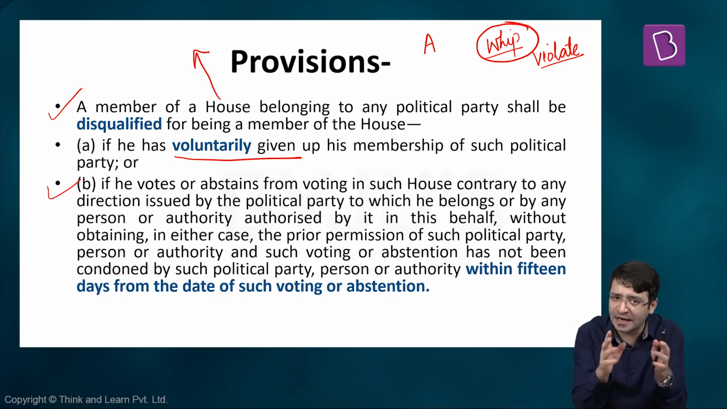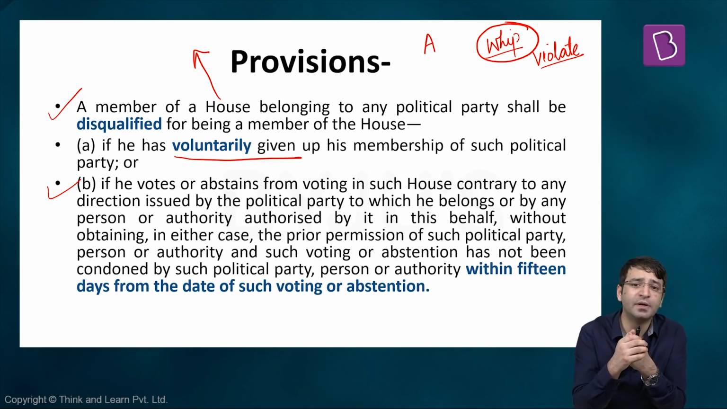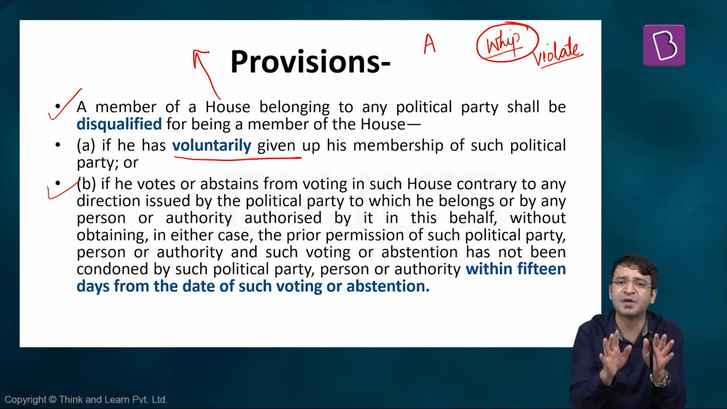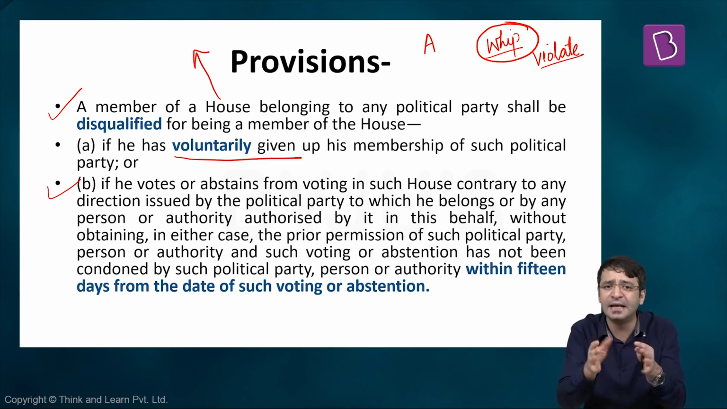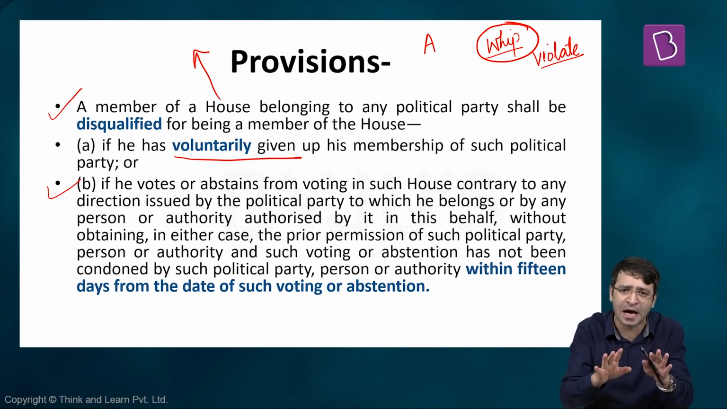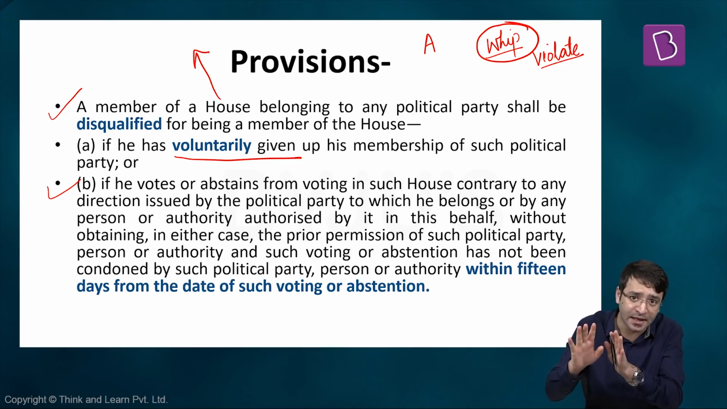But then there is a 2-line whip. I am informing the party members who are part of a house that tomorrow there is going to be a vote on a particular matter, on a particular bill. Please be present. That's it. The members of my political party, who are the members of the house, they may violate this whip. They may not be present in the house. No action can be taken against them.